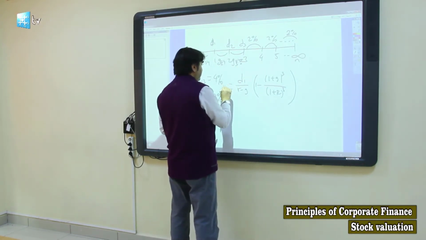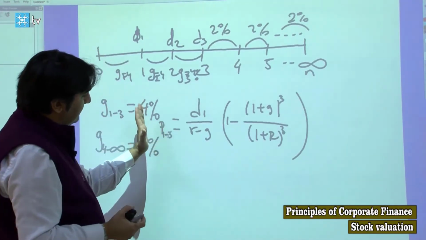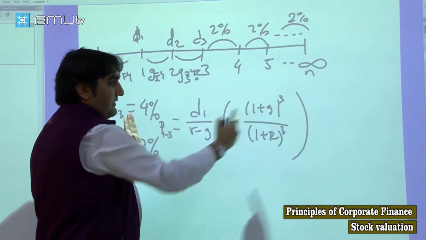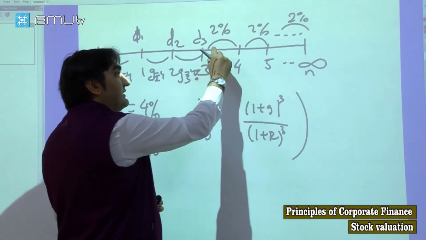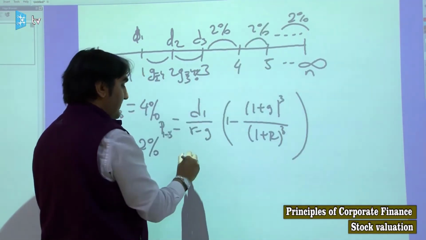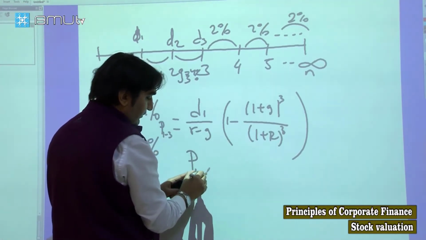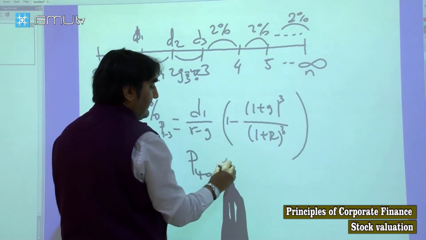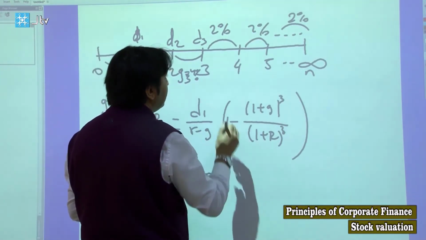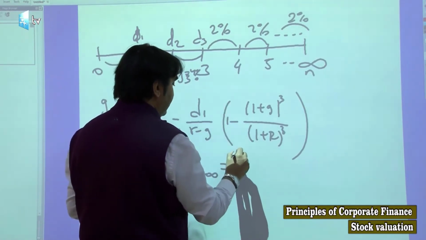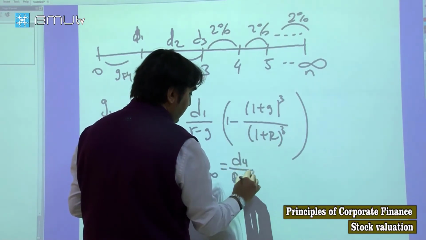And this is P from 1, 2, 3, through the first 3 years. And we have this part also. And here we see that it's a growing perpetuity. Present value of growing perpetuity, we can put it that way. P from 4 to n. That is a growing perpetuity. Present value of a growing perpetuity is the dividend, here is the cash flow, and this is D4 divided by R minus G.